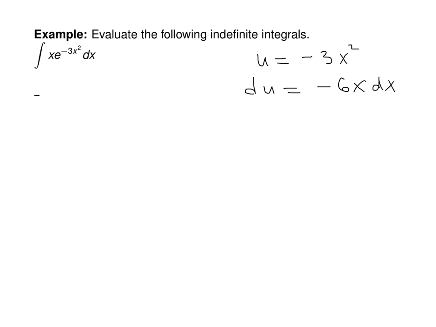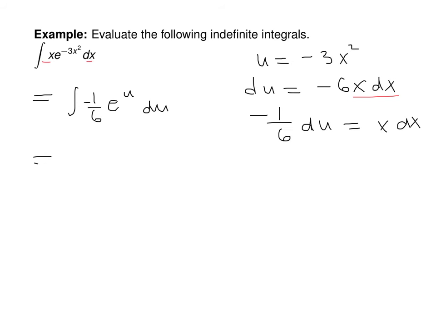So this becomes the integral e to the u. Now you replace the x and the dx, so you have x dx right there, right? So dividing that by negative 6, negative 1/6 du is what replaces x dx. And this only works if you can replace everything. So negative 1/6 du. So the antiderivative of e to the u is e to the u, so we get negative 1/6 e to the u plus c, and then put back in what u was, negative 1/6 e to the negative 3x squared plus c.